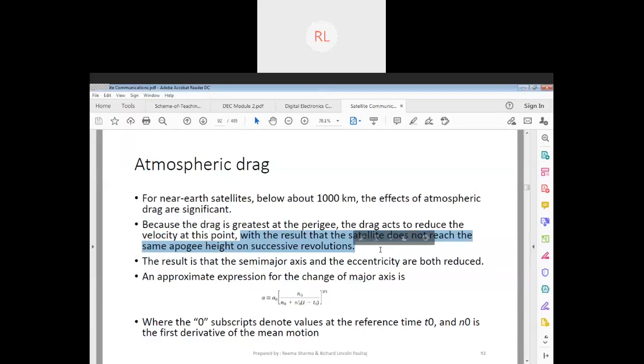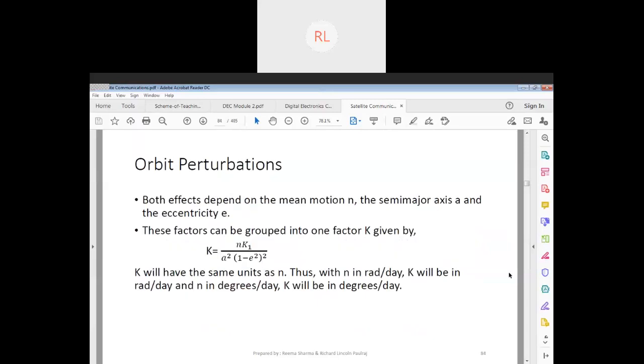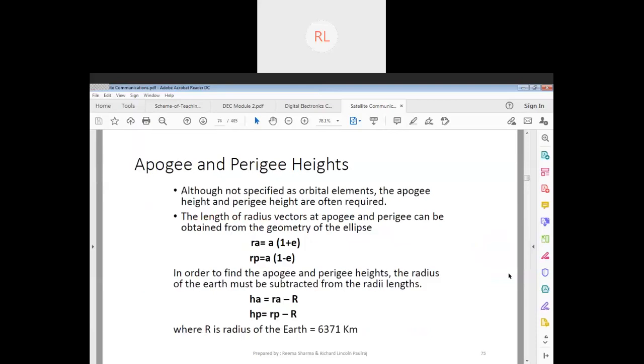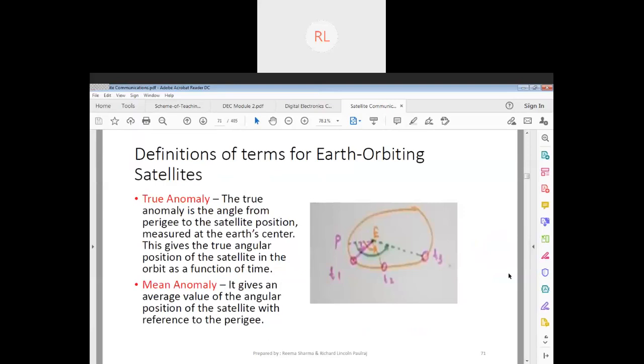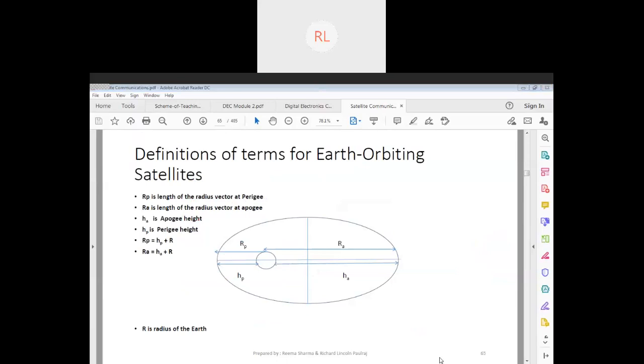Okay. This drag acts to reduce the velocity of this point. So velocity is reduced, which means the time taken to travel is reduced because of this drag. It has to forego this gravitational pull and have some extra energy to start moving. With the result, the satellite does not reach the same apogee height on successive revolutions. So what do you understand by this statement?